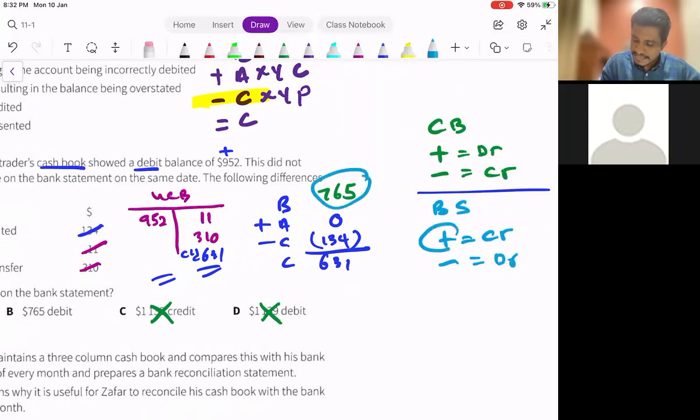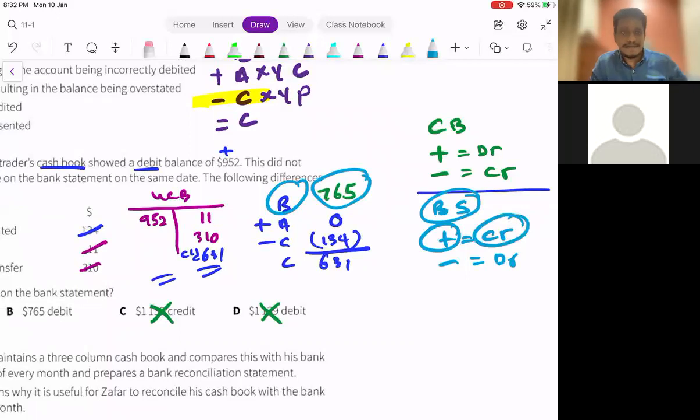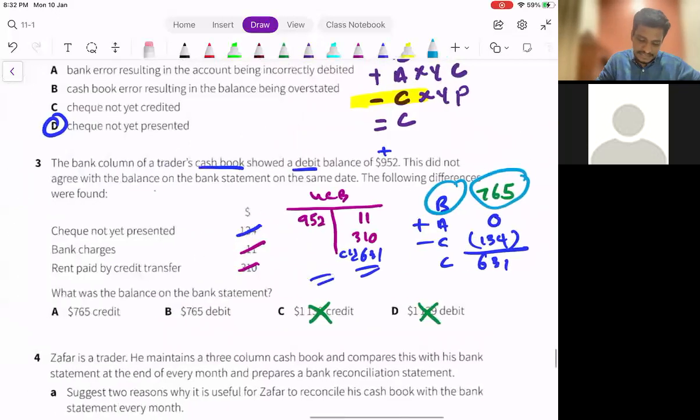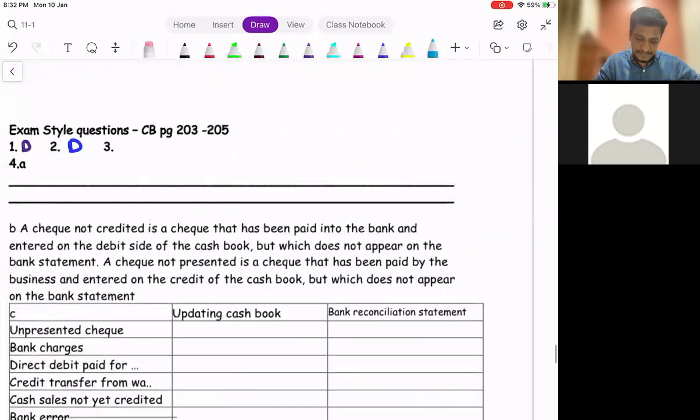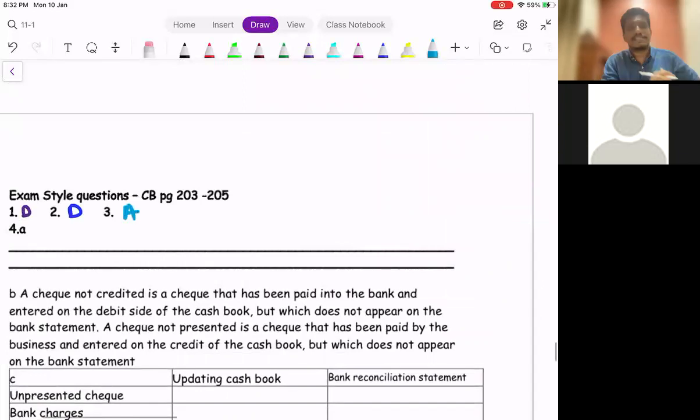So here I get a positive balance. Bank statement, positive balance means credit. So the answer is A. So I go here, I write A. Question number 3, answer is A. You all okay?